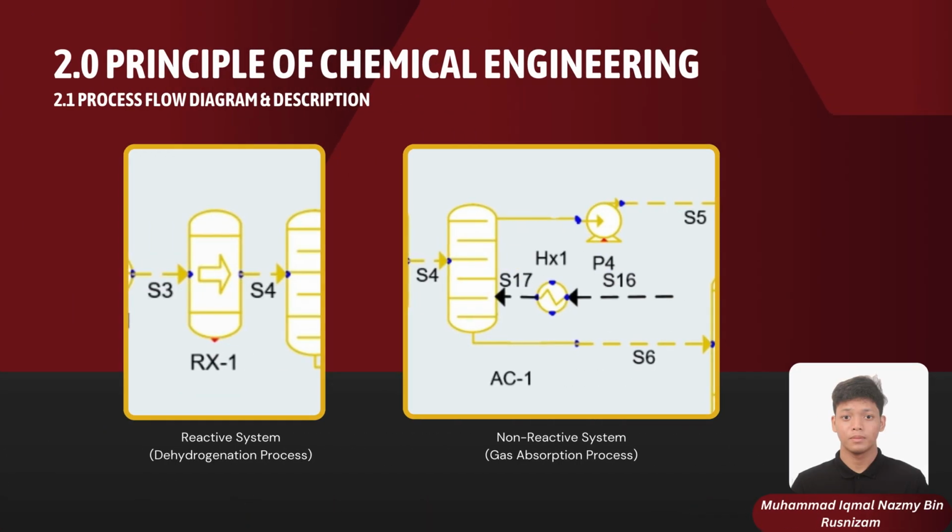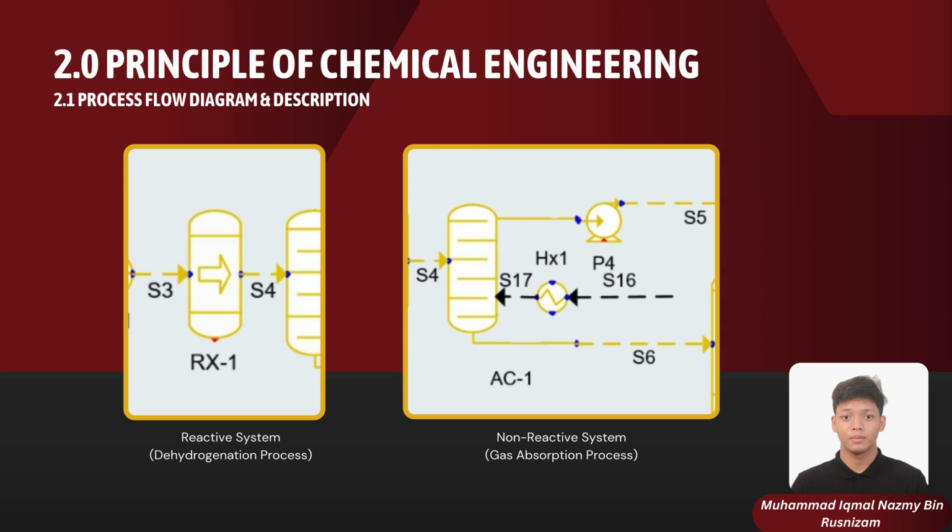For reactive system, we have reactor RX1 in which the hydrogenation process will take place. It will convert isopropanol into acetone C3H6O and hydrogen H2. This process requires a high operating temperature, typically in the range 300 degrees Celsius to 400 degrees Celsius. At the end of the process, the gas mixture consists of acetone vapor, unreacted isopropanol, hydrogen gas, and water vapor.